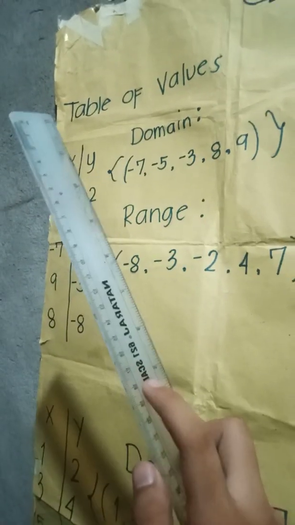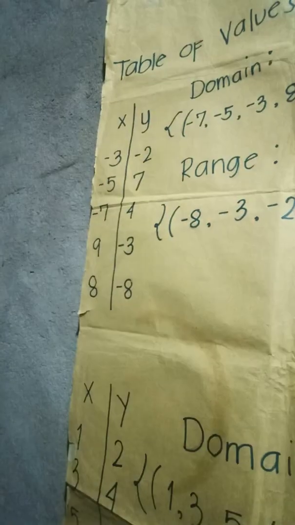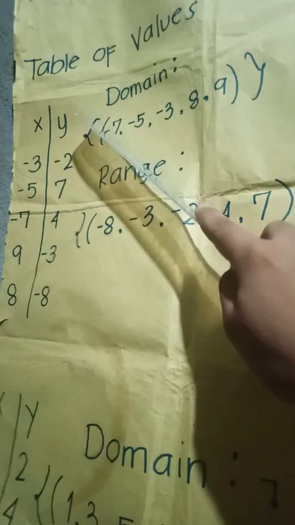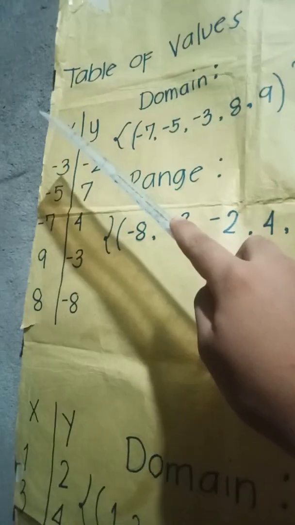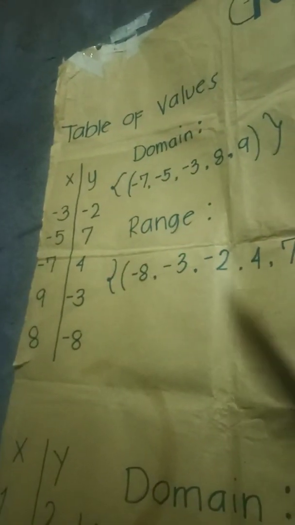So the first example of domain and range is the table of values. As I said earlier, this is x, which is our domain, and this is y, our range. The first number we write is -7, while the given table of values starts with -3. Why is that so? Because when we are talking about negatives, the biggest-looking number is the smallest. So that's why it's -7, -5, -3, 8, and 9.